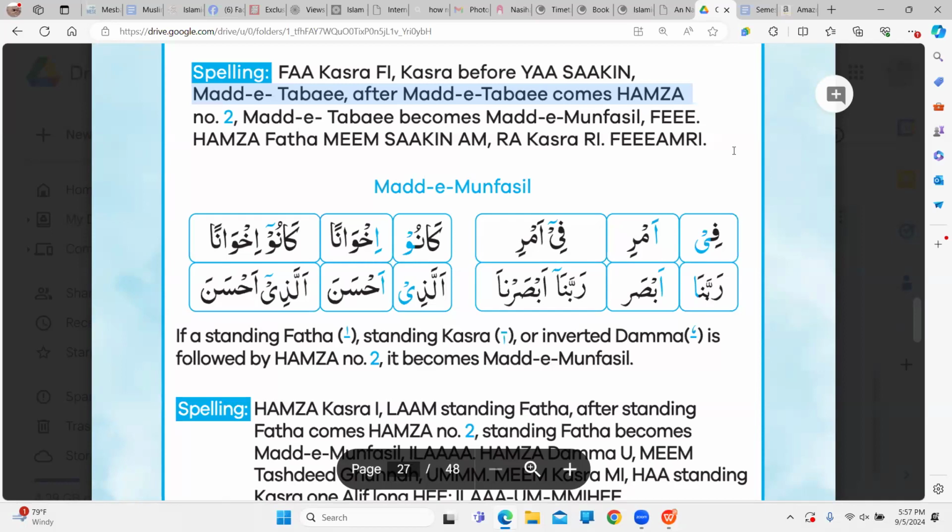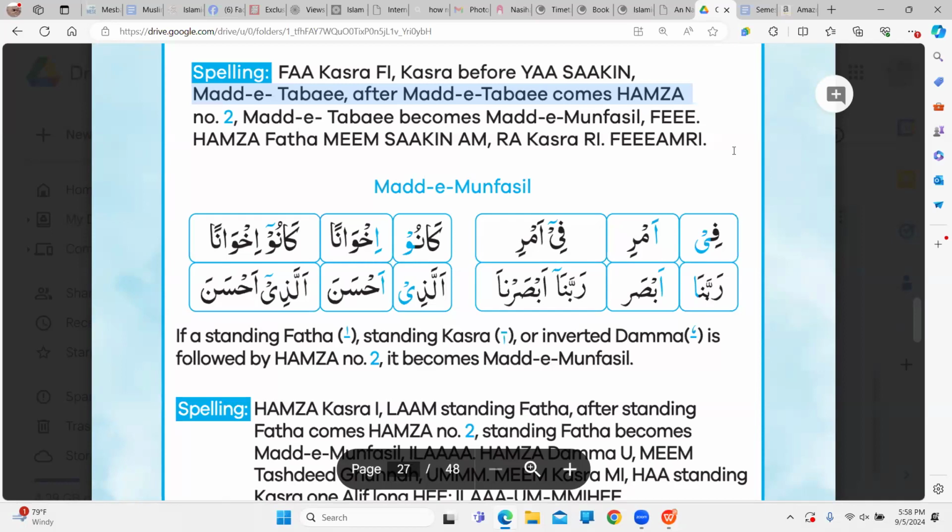So what do you do there? After madd tab'i came hamza. You can say hamza with alif. You can say hamza without alif. So in the first one it was hamza without alif, so madd tab'i becomes madd muttasil, four alifs long. Here you can say hamza with alif, so the madd tab'i becomes madd munfasil. How long?